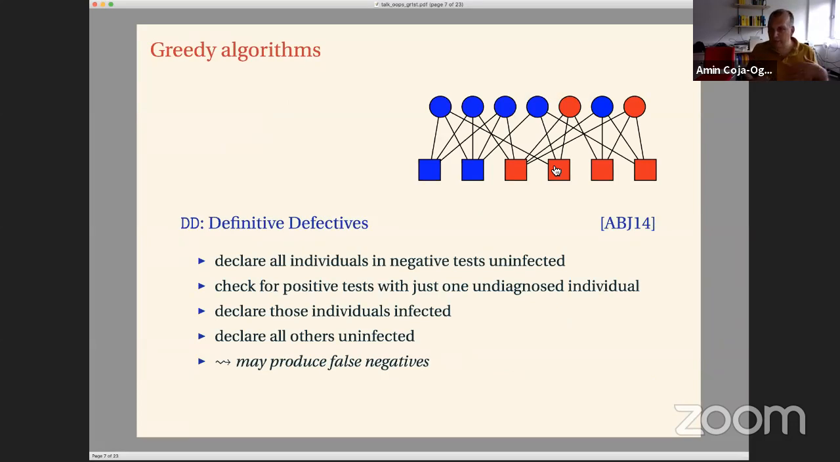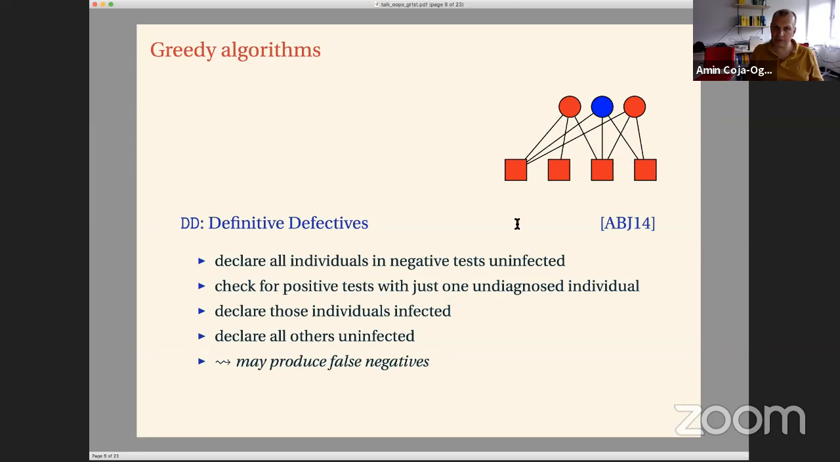Now you could ask, what about algorithms? Can we actually do this efficiently? Can we avoid an exponential running time for the inference algorithm? And in fact, Aldrich, Baldacini, and Johnson proposed an algorithm called DD, definitive defectives. This is a very simple greedy algorithm that works as follows. Obviously, one thing you can do without making any mistakes is look at the negative tests that you get, and you can rest assured that whoever takes part in a negative test is healthy, because otherwise the test would have been positive. So we can directly exclude all of these individuals and conclude that they are healthy because they appear in negative tests.